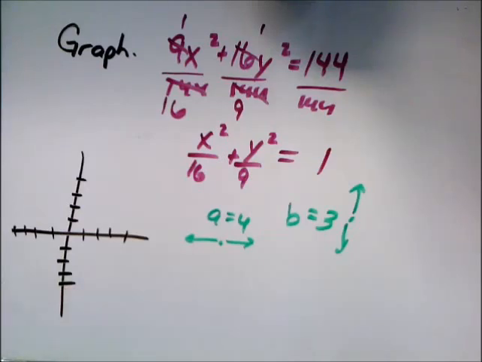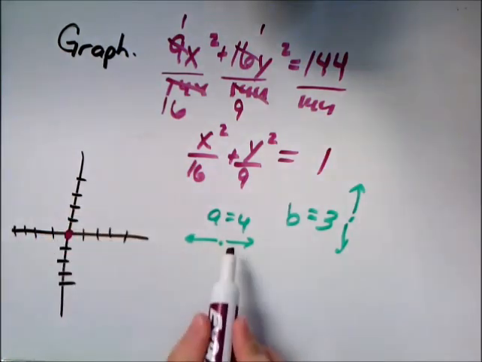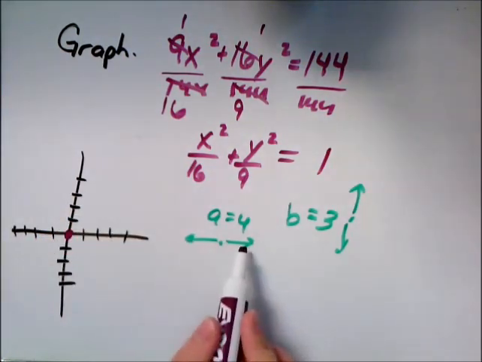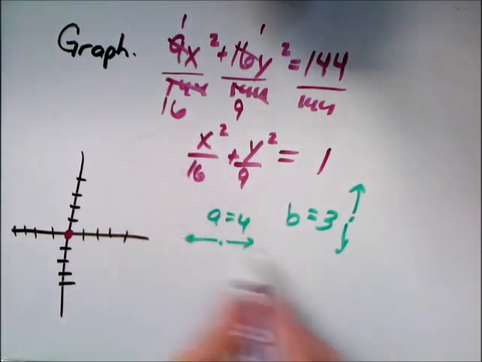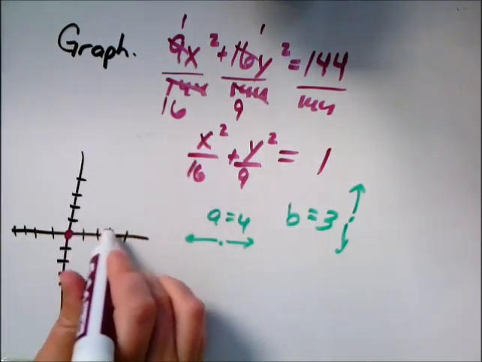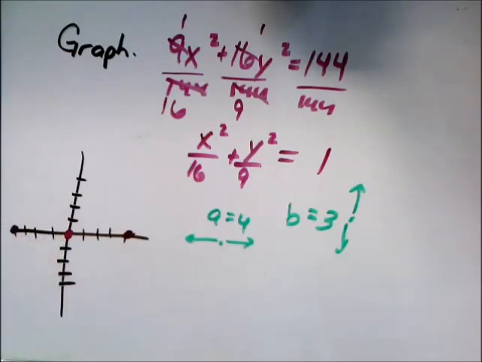I know the center is at 0, 0, so I'll mark that first. And then I know how to get to endpoints on this axis. I go 4 in either direction because a is 4, and that's the one with x, so that's why it's back and forth. So 1, 2, 3, 4, I know that's an endpoint. 4 in the other direction, I know that's an endpoint.